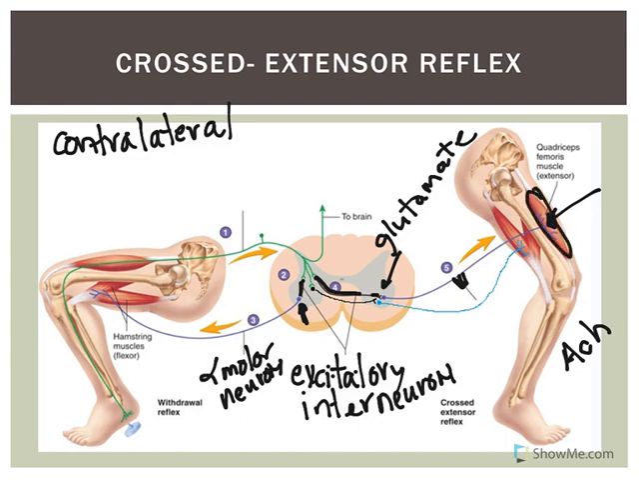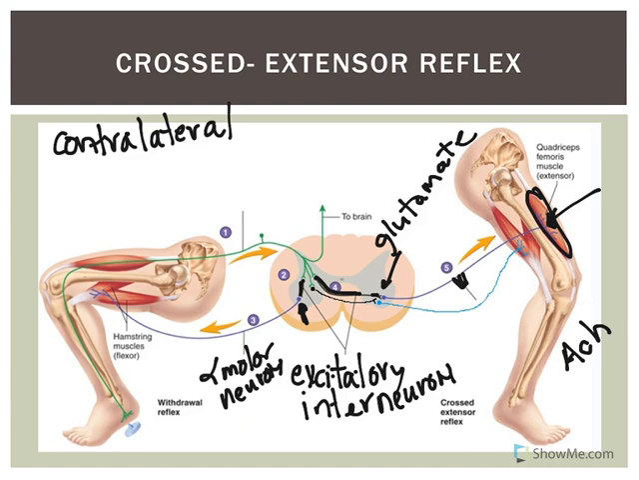So with the crossed extensor reflex, you have the same stimulus as the flexor withdrawal. You had a painful stimulus. But what happens is we're going to get crossing over at the level of the spinal cord, and then we're going to have the extensor muscles on the opposite side contract.